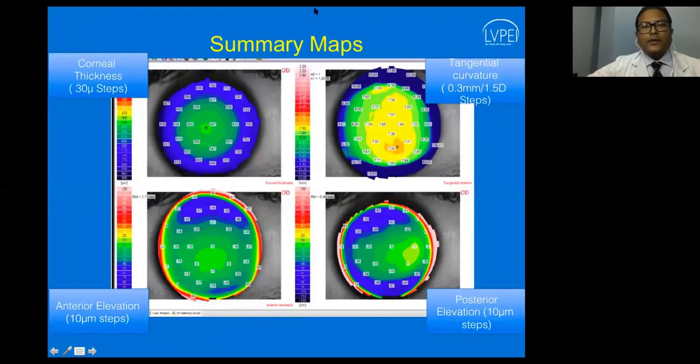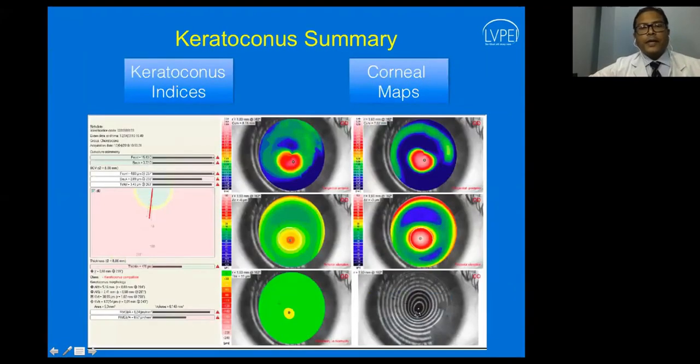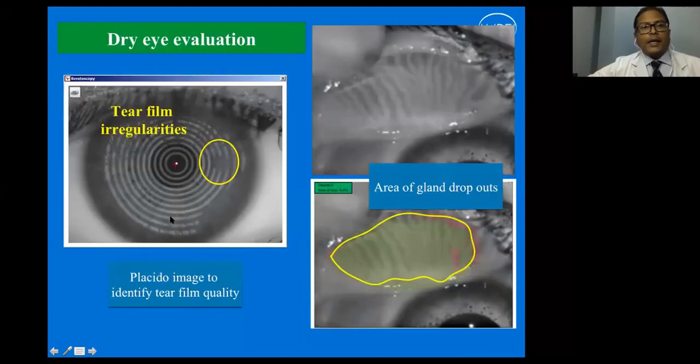It provides topography data in terms of summary maps of corneal thickness, tangential curvature, and anterior and posterior elevation maps. It provides a keratoconus summary by keratoconus indices and corneal maps. Dry eye evaluation is done by detection of dry spots on the anterior corneal tear film, and meibography can be done by study of the meibomian glands.